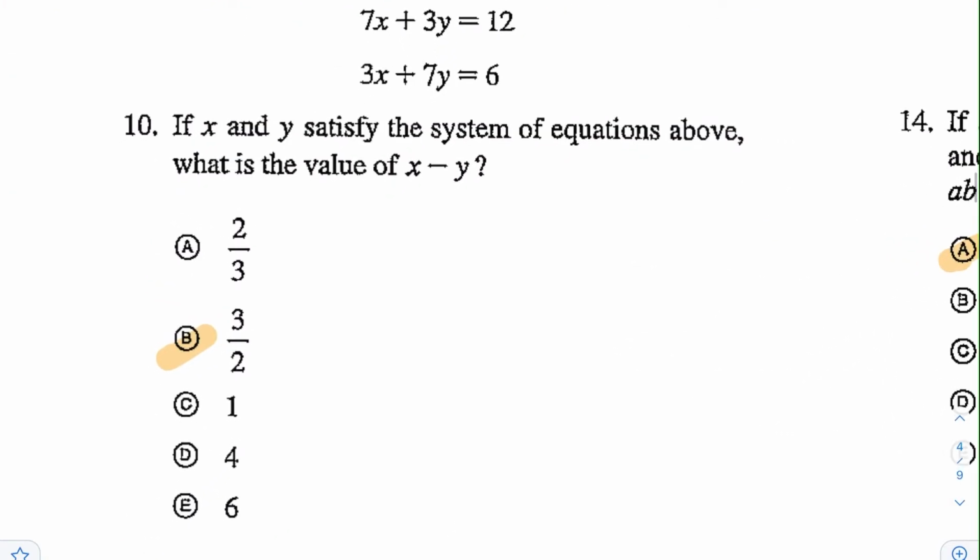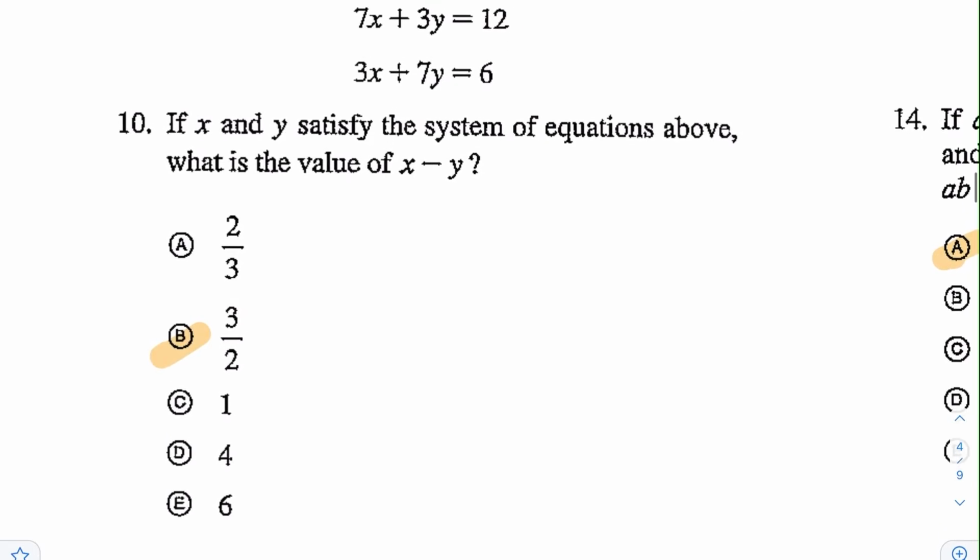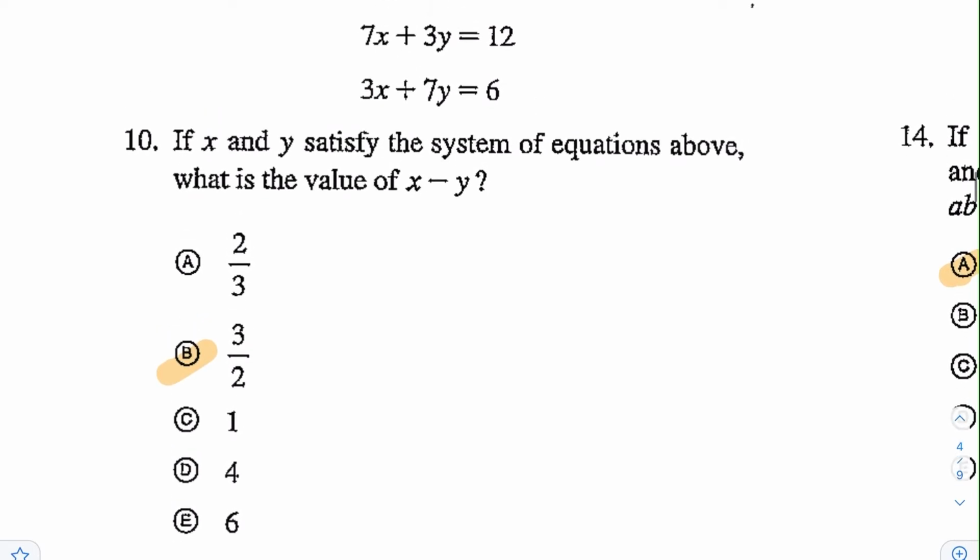Next, for number 10, you have the system of equations 7x plus 3y is equal to 12, and 3x plus 7y is equal to 6. If x and y satisfy the system of equations above, what's the value of x minus y? So here, you want to solve for x minus y, and normally you would solve this system of equations by doing substitution or elimination, but notice you don't have to solve for x or y individually. You just want x minus y.